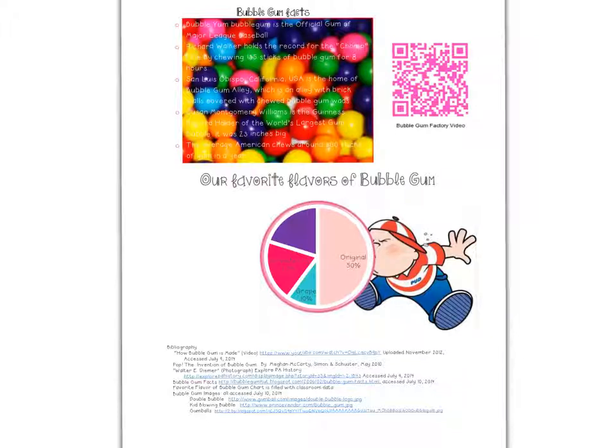Again, this is to focus on one area of their research. So they might only have the bubblegum facts, the bubblegum video, and then a second QR code as well as the bibliography down there on the bottom. They might not have the entire first page, or perhaps they have the first page and then their QR links are a little bit different. I made mine a little bit more broad than what I would ask of my students.